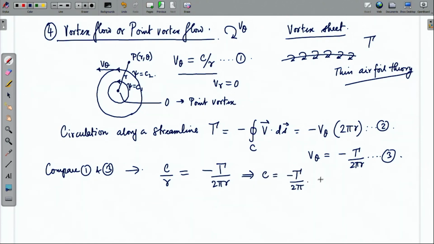Now, basically the equation 4 indicates that circulation taken along any streamline is constant for that matter, because the gamma is equal to minus 2 pi c, the gamma is constant. What is this gamma? This gamma is the strength of the point vortex, which is located at point O.